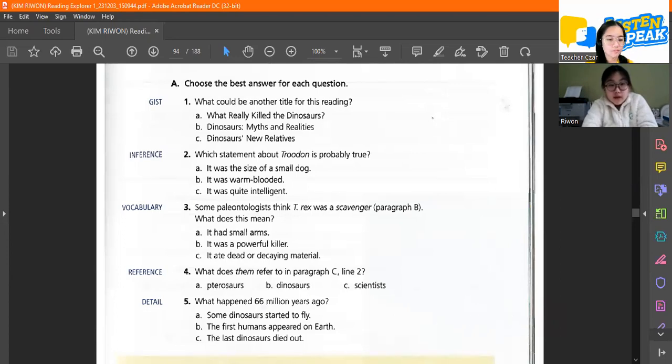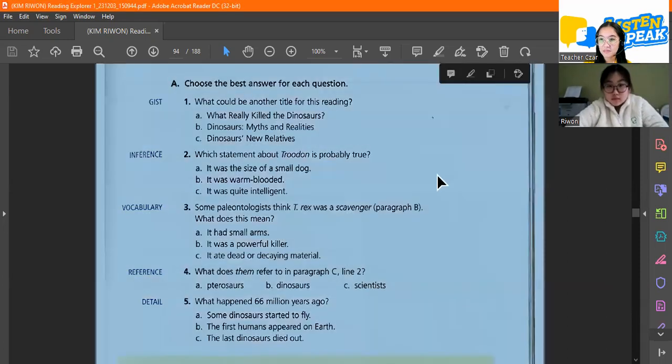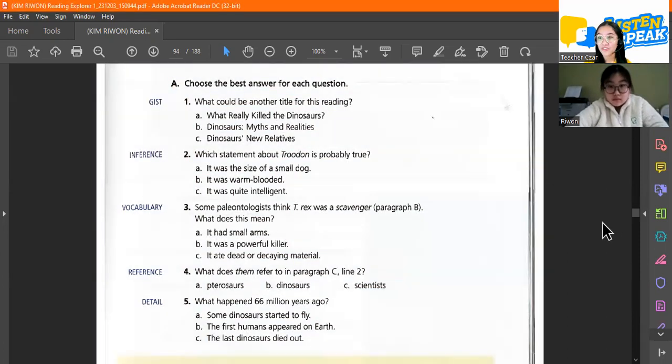What could be another title for this reading? Dinosaurs, myths, and realities. Yes, very good. So myth is all about the things or the stories in the past about dinosaurs. And the realities are those made by the scientists or discovered by the scientists.